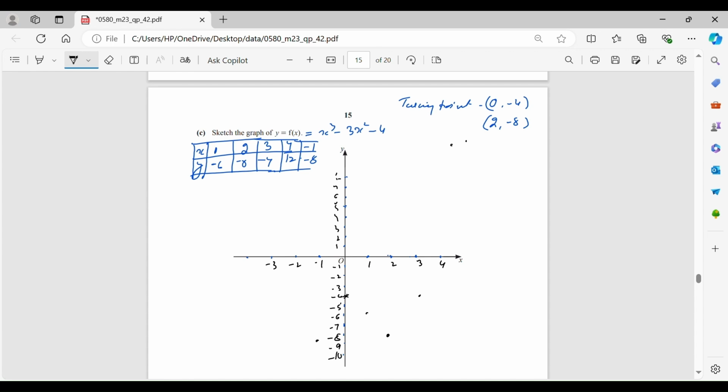These are the points, right? Let me join these points. Our graph will be, this is our turning point, this again our turning point. Somewhat like this, right? This is the graph for this question.